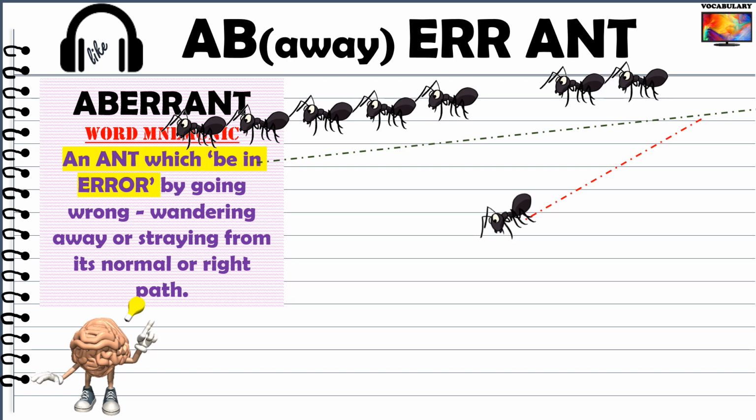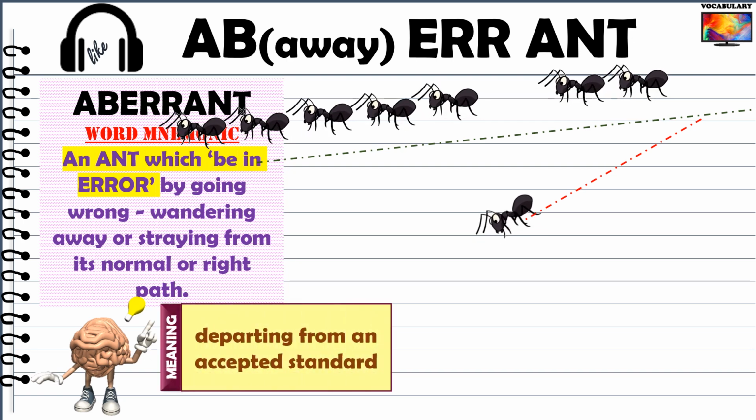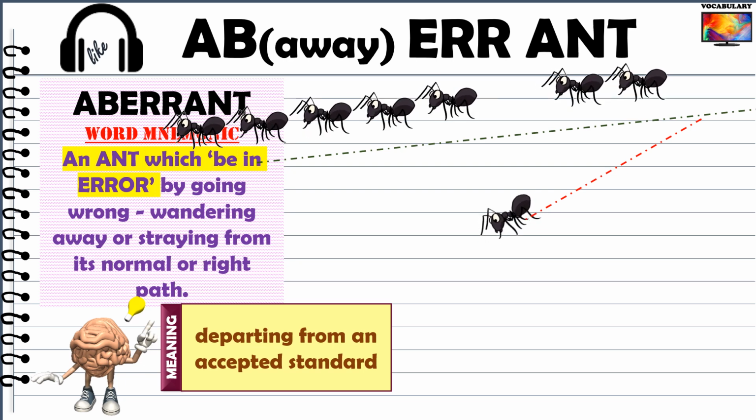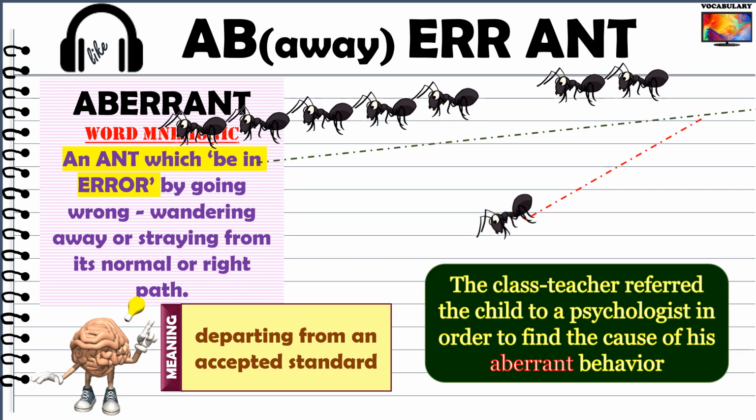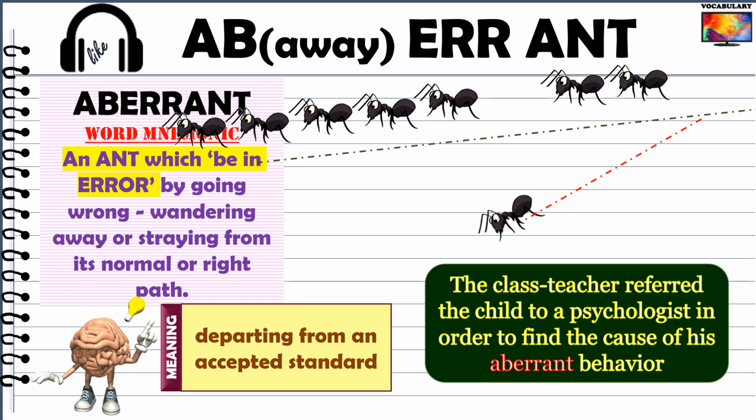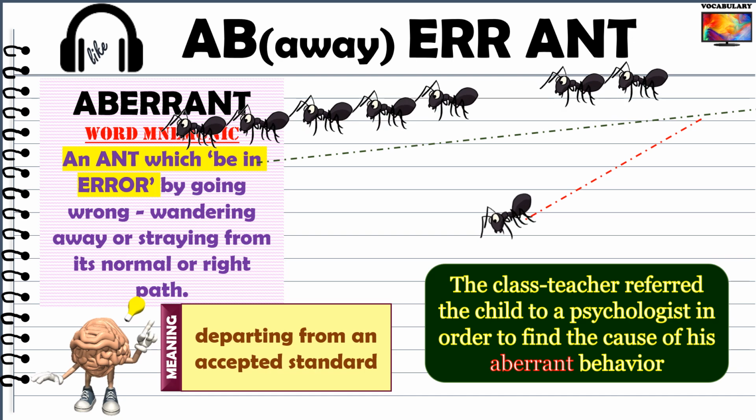The word aberrant describes someone who deviates from the normal or right path. According to Oxford Dictionary, aberrant means departing from an accepted standard. A sentence example for aberrant is, the class teacher referred the child to a psychologist in order to find the cause of his aberrant behavior.